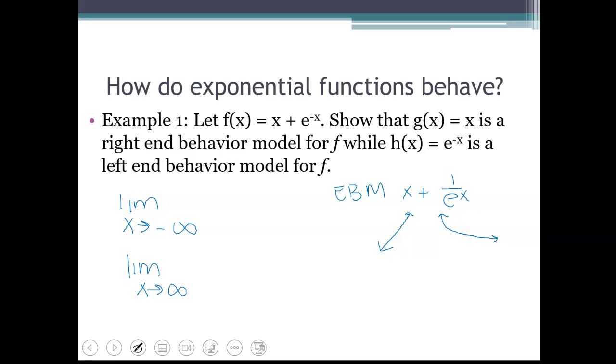So left end behavior is going to be at negative infinity. Honestly, what I do is get a common denominator since e to the x is down below. So I'm going to multiply x times e to the x. So you have e to the x times x plus 1, all over e to the x.